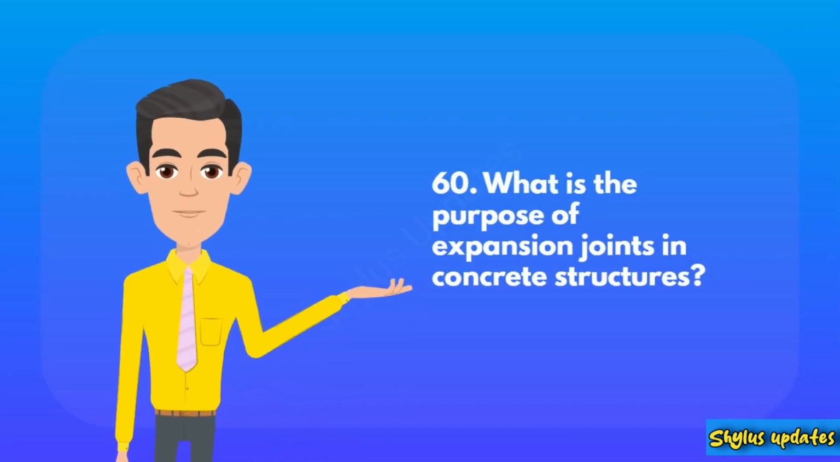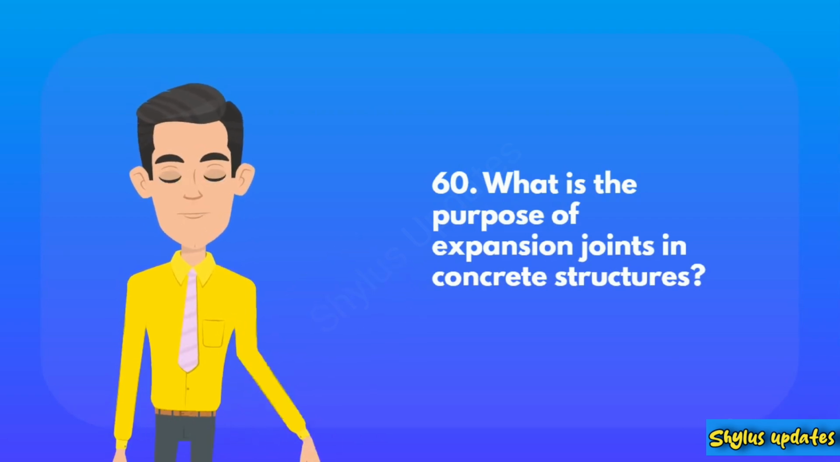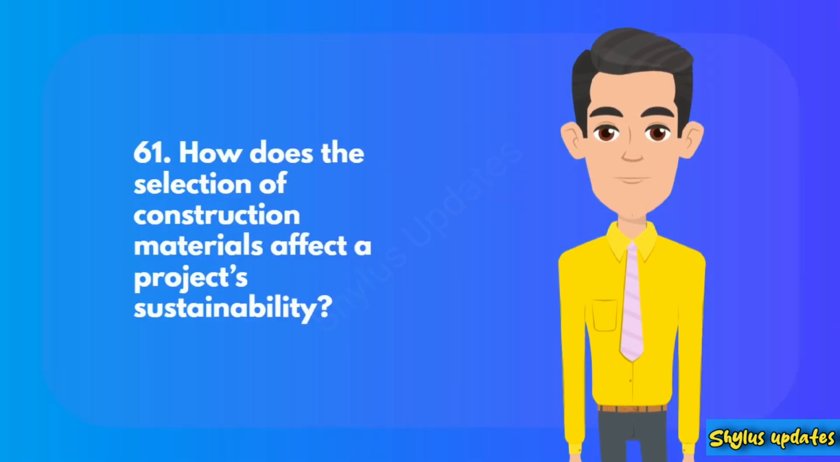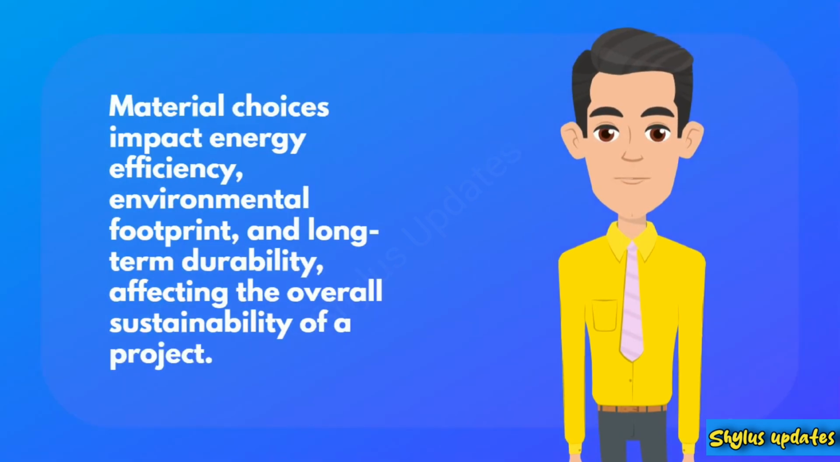60. What is the purpose of expansion joints in concrete structures? Expansion joints allow for thermal expansion and contraction, preventing cracking and structural damage due to temperature changes. 61. How does the selection of construction materials affect a project's sustainability? Material choices impact energy efficiency, environmental footprint, and long-term durability, affecting the overall sustainability of a project.